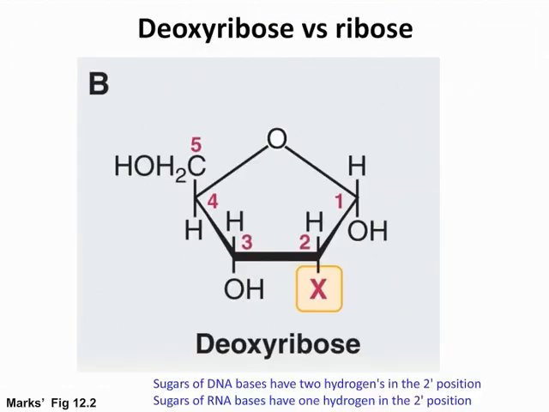So this is a picture of deoxyribose. So you need to know the difference between the sugars deoxyribose and ribose. If you look at the second carbon, in DNA, it's going to have a hydrogen in that second position. So that's why we call it deoxyribose, because it doesn't have an oxygen. For RNA, at that second position, it's going to have another hydroxyl group there.